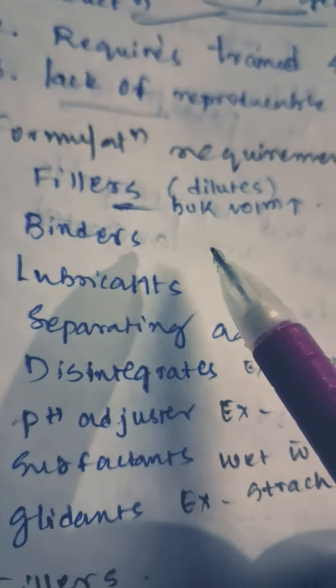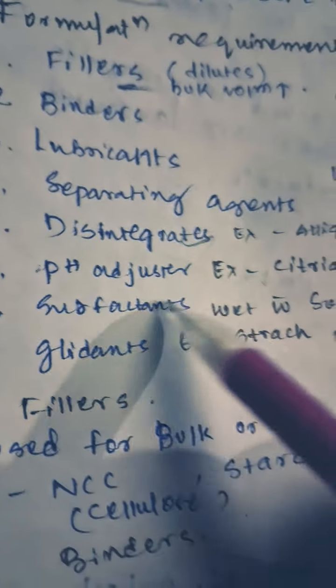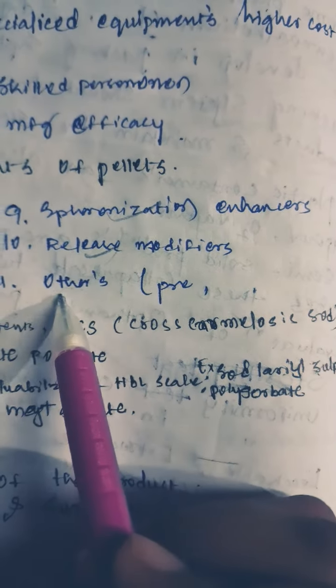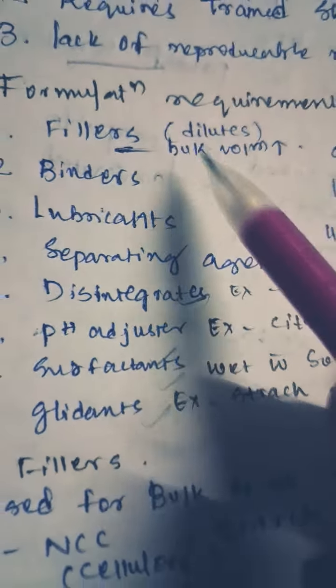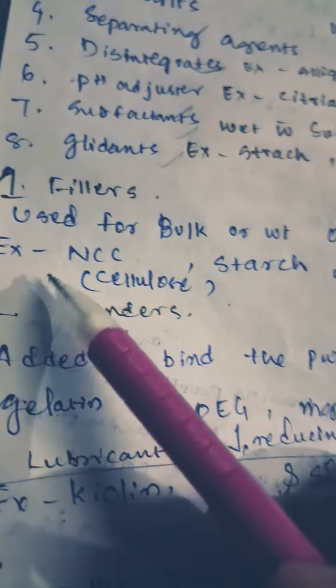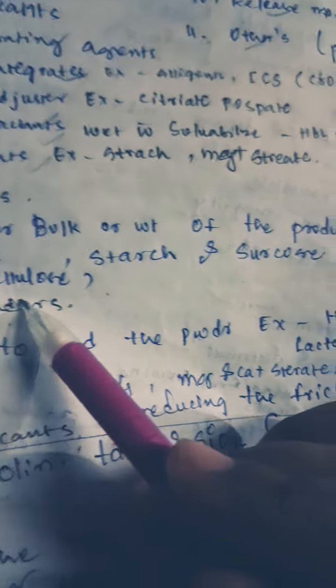Next, formulation requirements of pellets: fillers, binders, lubricants, separating agents, disintegrants, pH adjusters, surfactants, glidants, pelletization enhancers, release modifiers. Fillers are used like diluents, giving the bulk volume. Fillers are used for the bulk or weight of the product. Examples: MCC, cellulose, starch, sucrose.